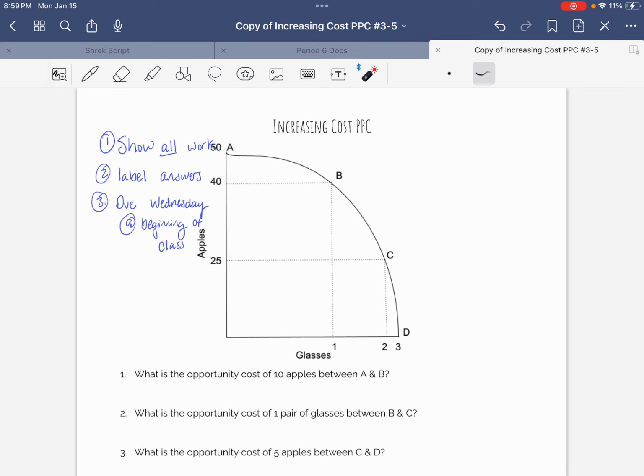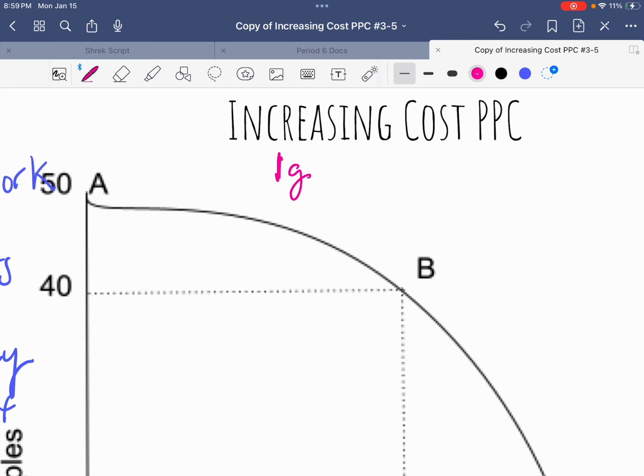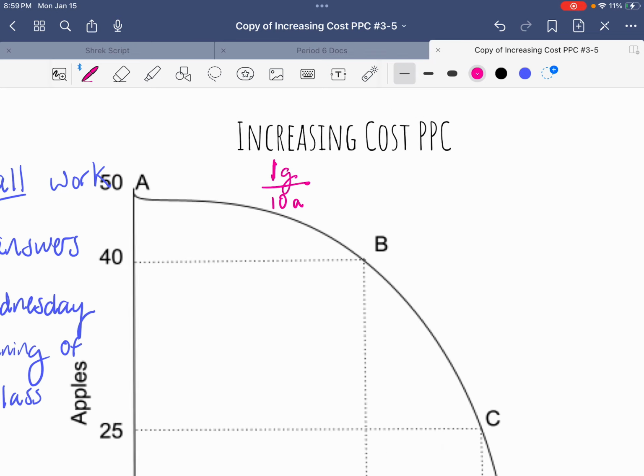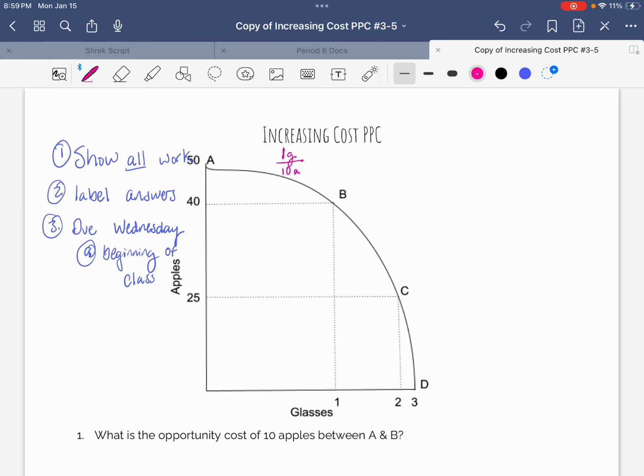So you would take your fingers and go to A and B and go down from A and B. And it'd be 0 minus 1 glasses. So that is going to be, our ratio there is going to be 1G. Okay? We put our fingers back on A and B and we go over and we get 50 down to 40. 1 pair of glasses is equal to 10 apples in that scenario, just in A to B.